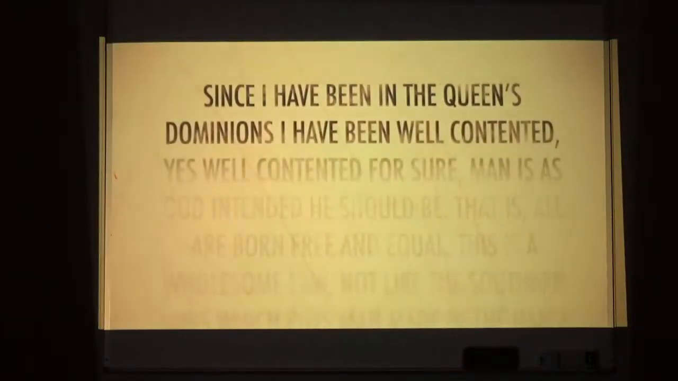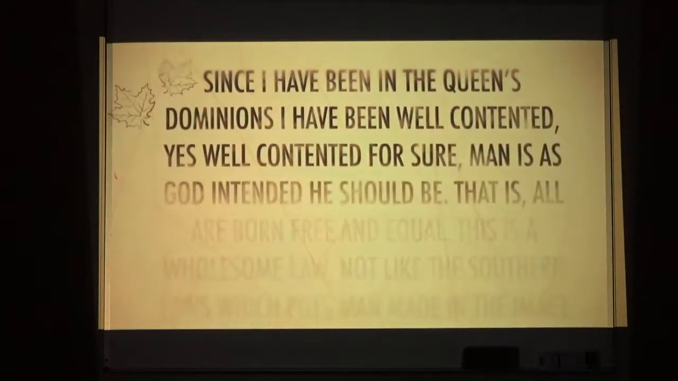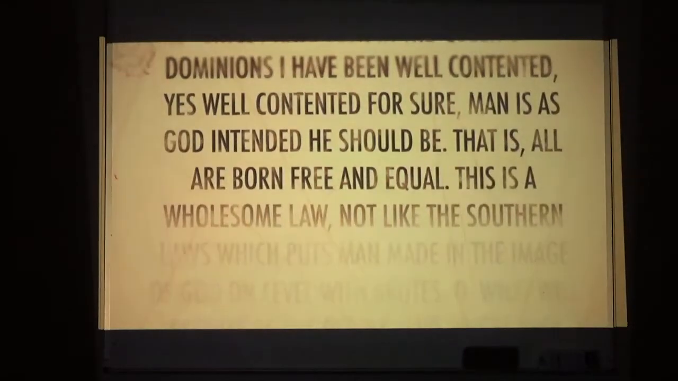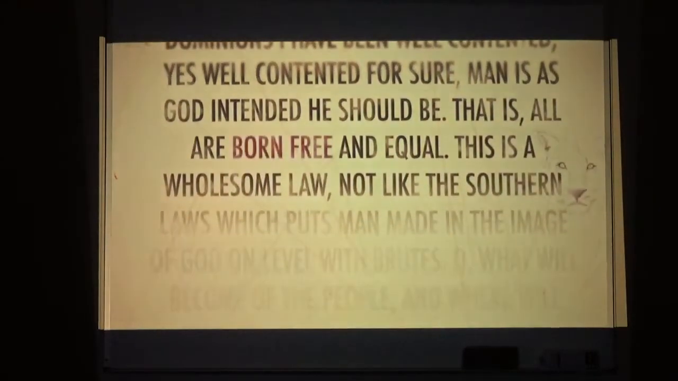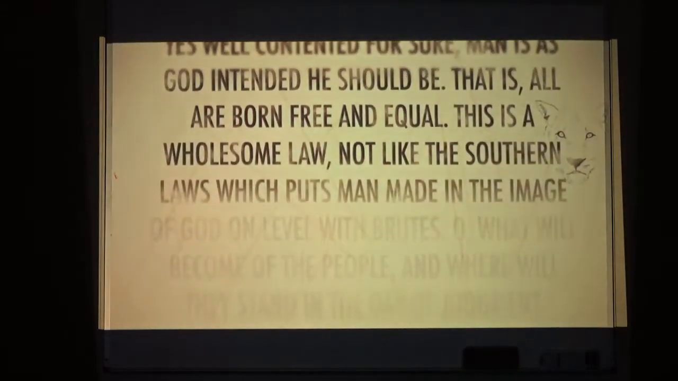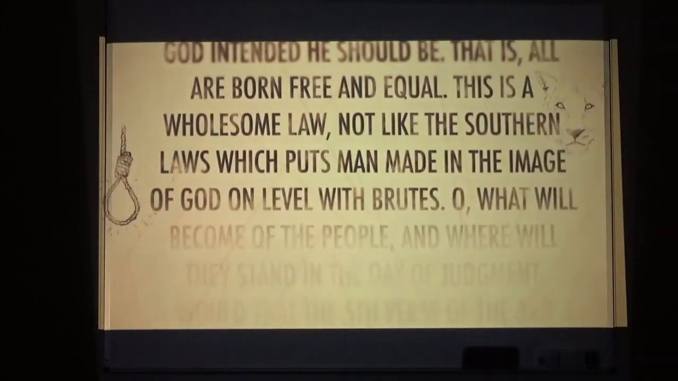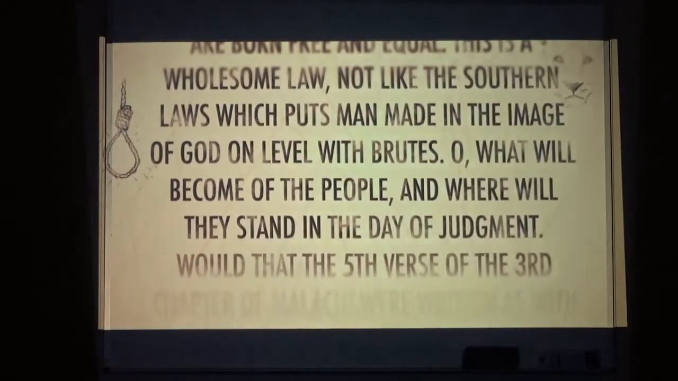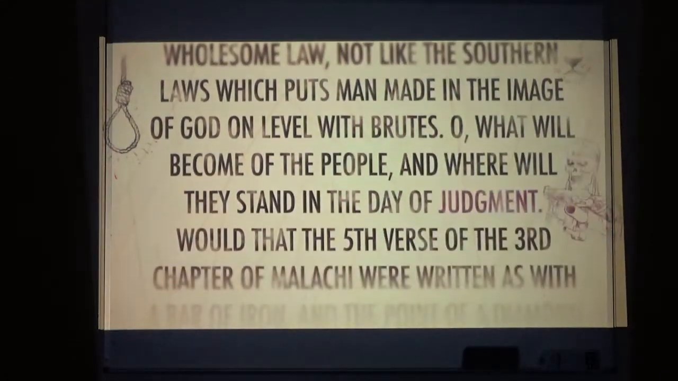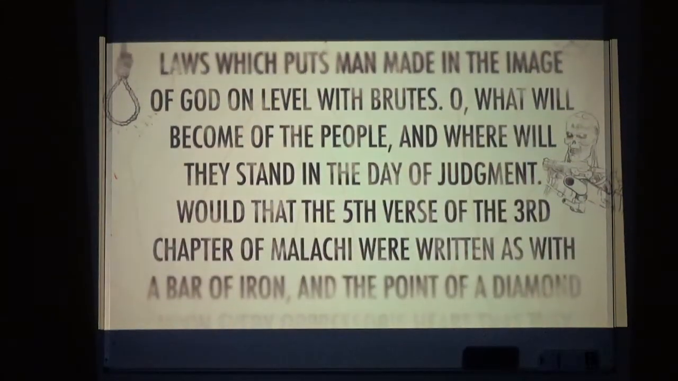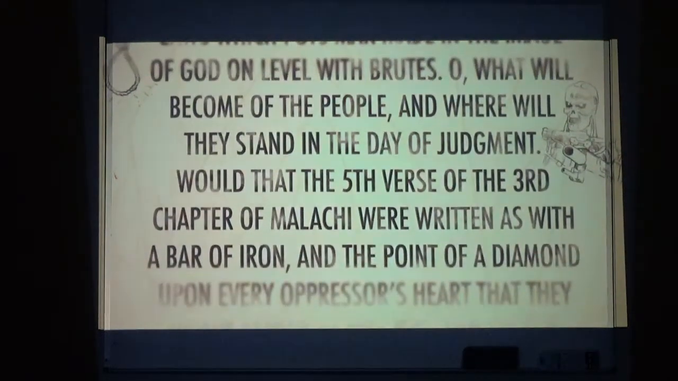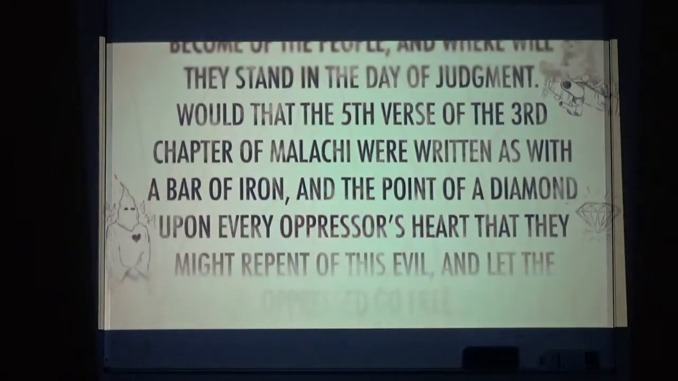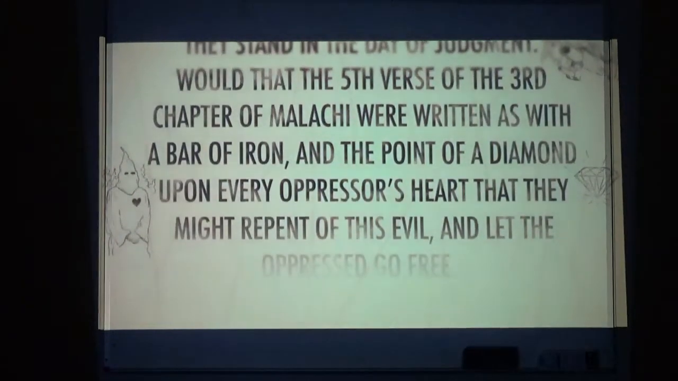Since I have been in the Queen's dominions, I have been well contented. Yes, well contented for sure. Man is as God intended he should be. That is, all are born free and equal. This is a wholesome law, not like the Southern laws, which put man made in the image of God on a level with brutes. Oh, what will become of the people, and where will they stand in the day of judgment? Would that the fifth verse of the third chapter of Malachi were written as with a bar of iron and the point of a diamond upon every oppressor's heart, that they might repent of this evil and let the oppressed go free.